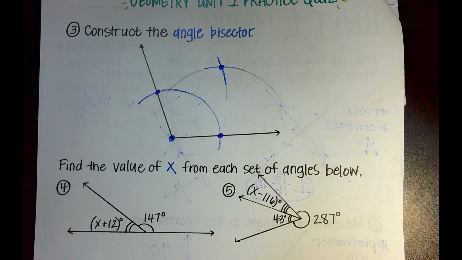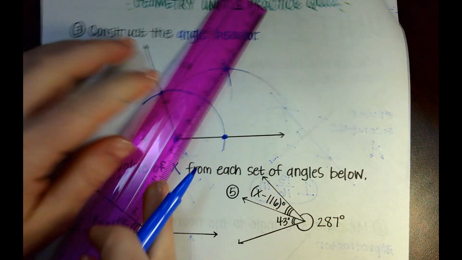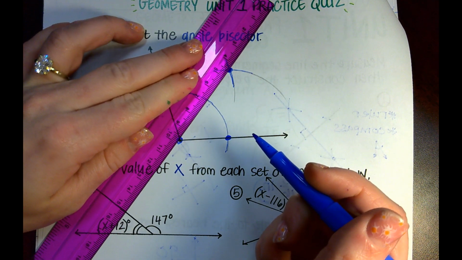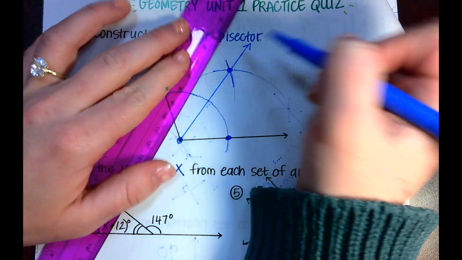And what is my final step? Connect the vertex with that last intersection that we just created. Perfect. There we go.